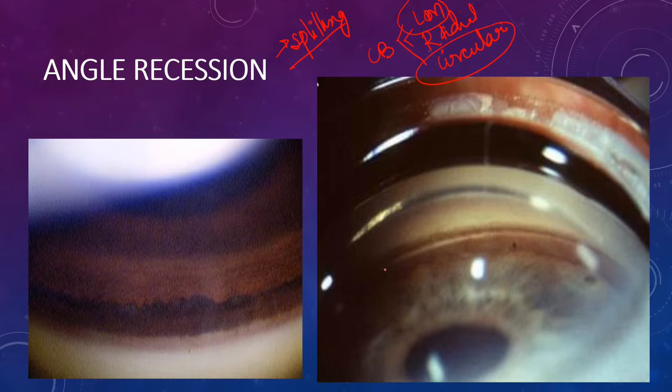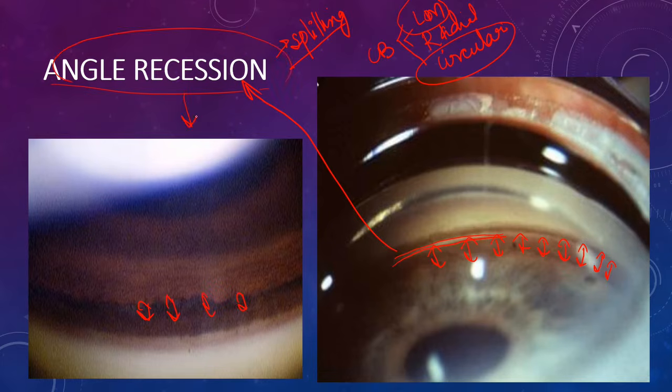So the ciliary body band will look quite thicker than its usual thickness. This is the scleral spur, the whitish area, and behind that you can see this quite thick ciliary body band. This thickness of the ciliary body band is not normal, and this is angle recession. Similarly here you can see this quite thick ciliary body band, and this indicates angle recession.